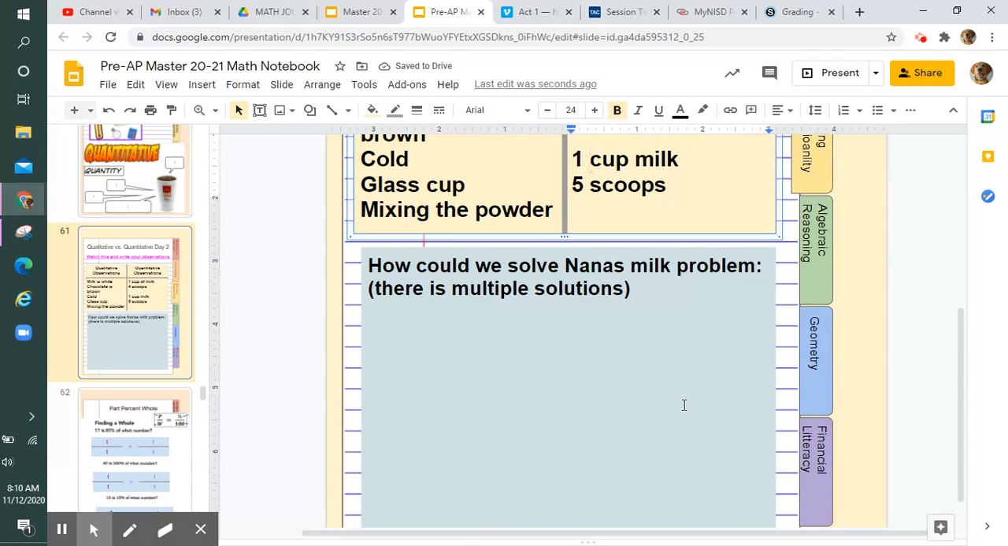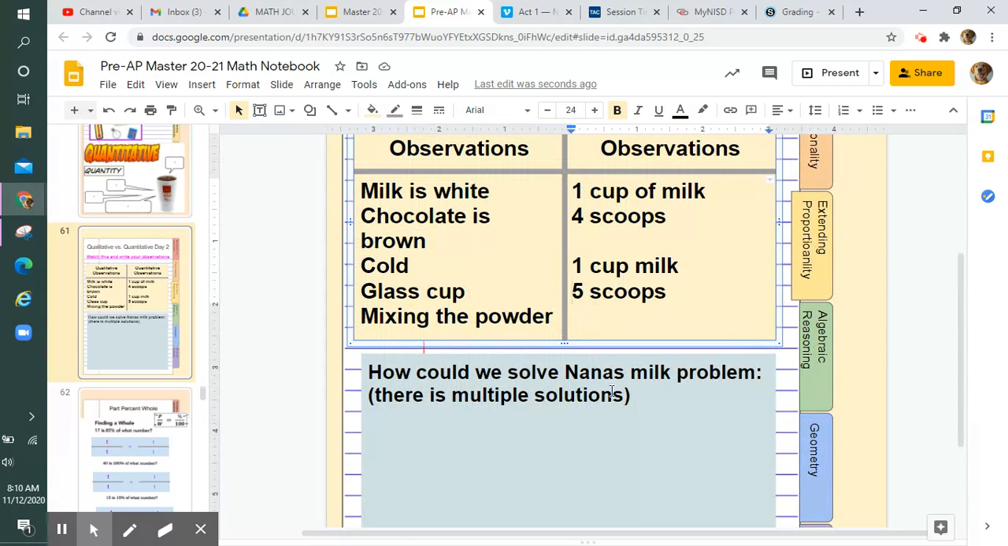Okay, now it's asking how could we solve Nana's chocolate milk problem? There is multiple solutions. I'm going to tell you right now, dumping it out and starting again is not a solution. We are not going to dump it out and we are not going to start over. Do not tell me that is a solution. So we're thinking of ways that we could do this.